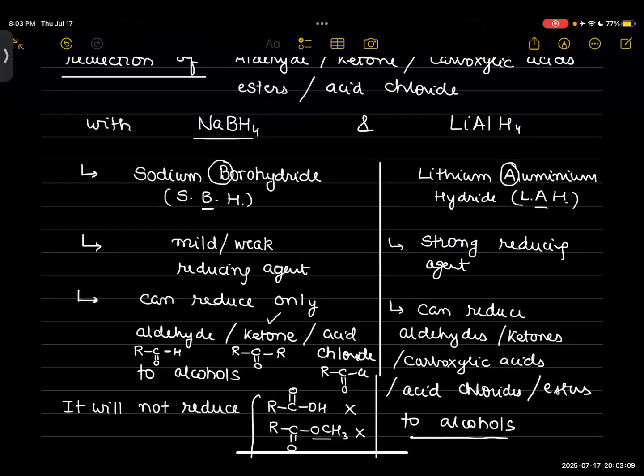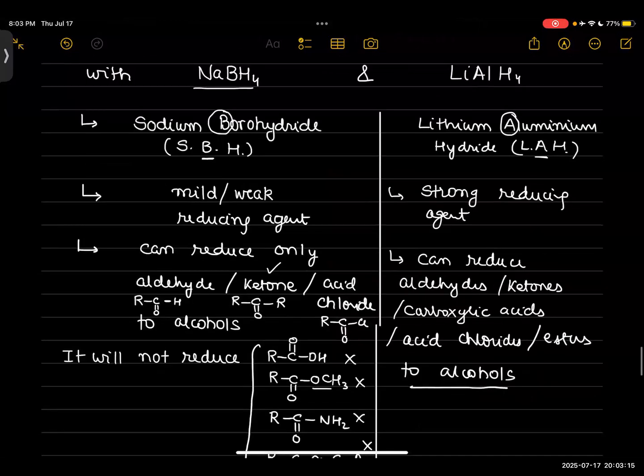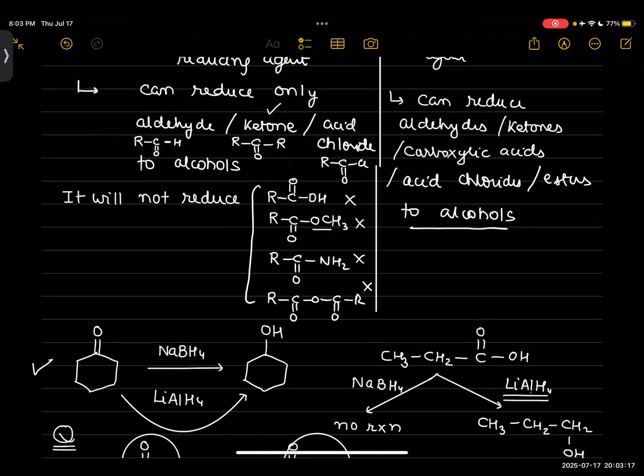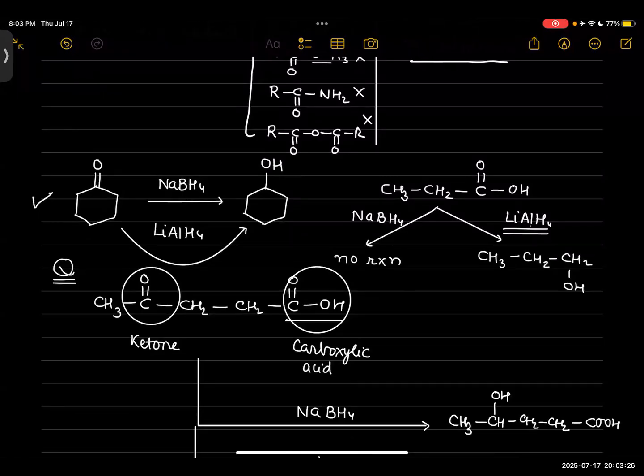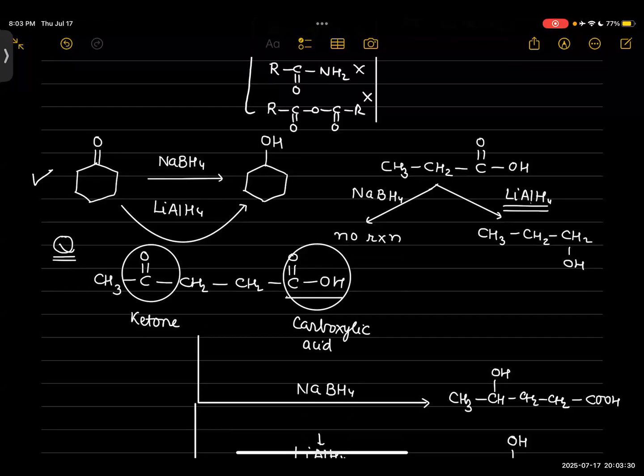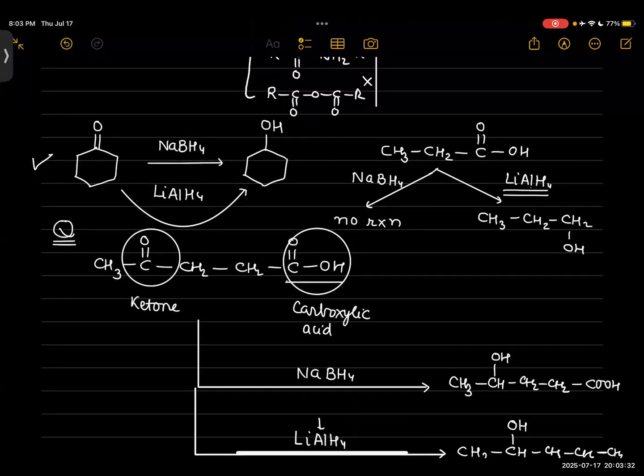And I also compared the reactivity of sodium borohydride and lithium aluminum hydride. Lithium aluminum hydride was more reactive, so it was able to reduce aldehydes, ketones, esters, carboxylic acids, all of them, while NaBH4 was able to reduce only aldehyde and ketone. And we took other examples also. This is a carboxylic acid.